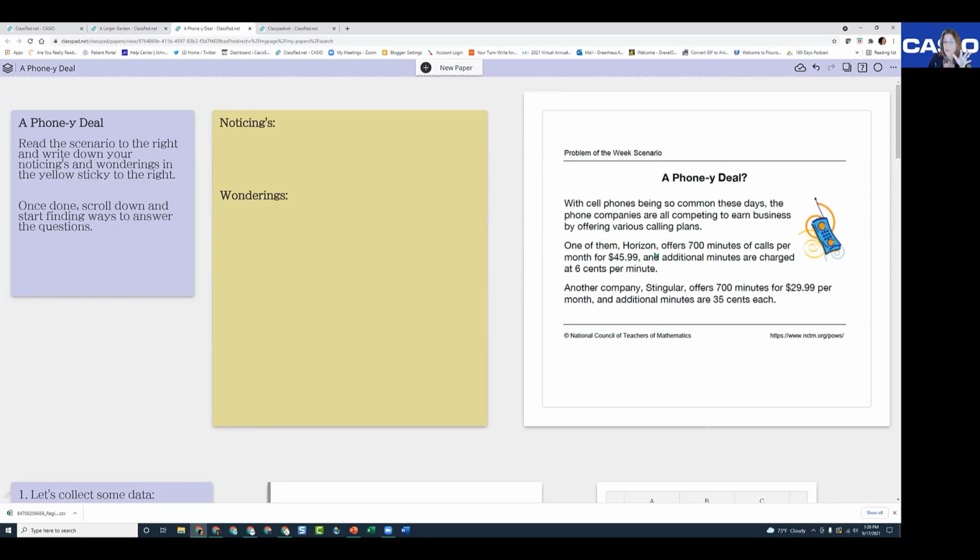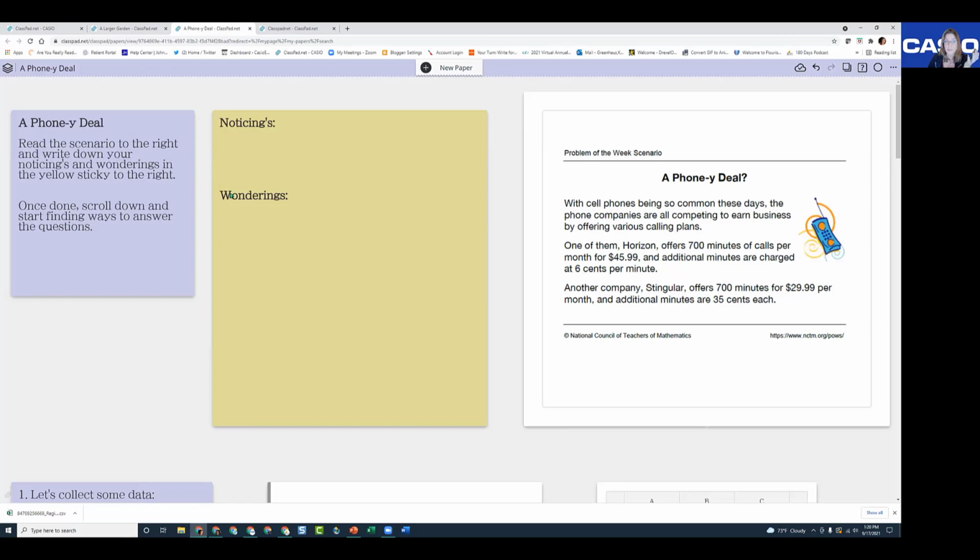So we have 2 different companies offering 2 different rates or charges for their phone service. 700 minutes, if you notice. So when I ask students to notice, what do they notice? Well, both companies start at 700 minutes, right? So that's starting out equal. And then if they talk more than 700 minutes, there are different charges. So this first company is charging 6 cents a minute, and the next one's charging 35 cents a minute, but they have a smaller monthly fee, and this one has a larger monthly fee.